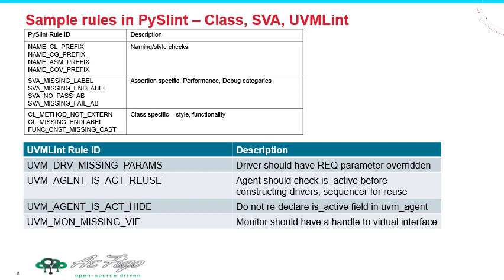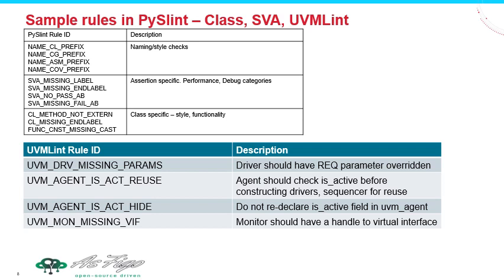Similarly, for classes, there could be functionality checks. For example, a missing cast you could detect. A method not being declared extern could present troubles later on, so you want to make sure these are adhered to. Nothing rocket science about it, but again, all this is doable today with open source, which is the big deal. Similarly, jumping on to the UVM lint. If you're missing the override on your REQ parameter on the UVM driver, it might compile, but it will lead into other issues. So that's something you can again detect using the PySlint framework.